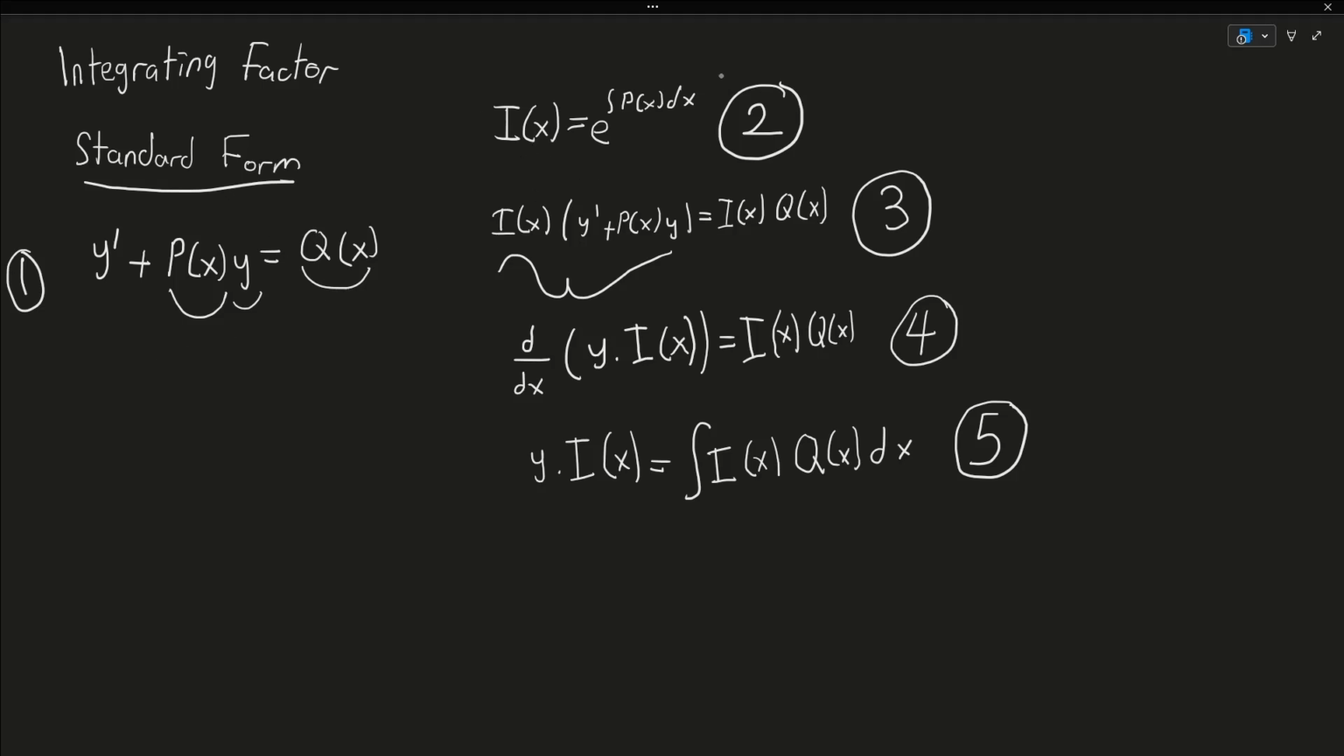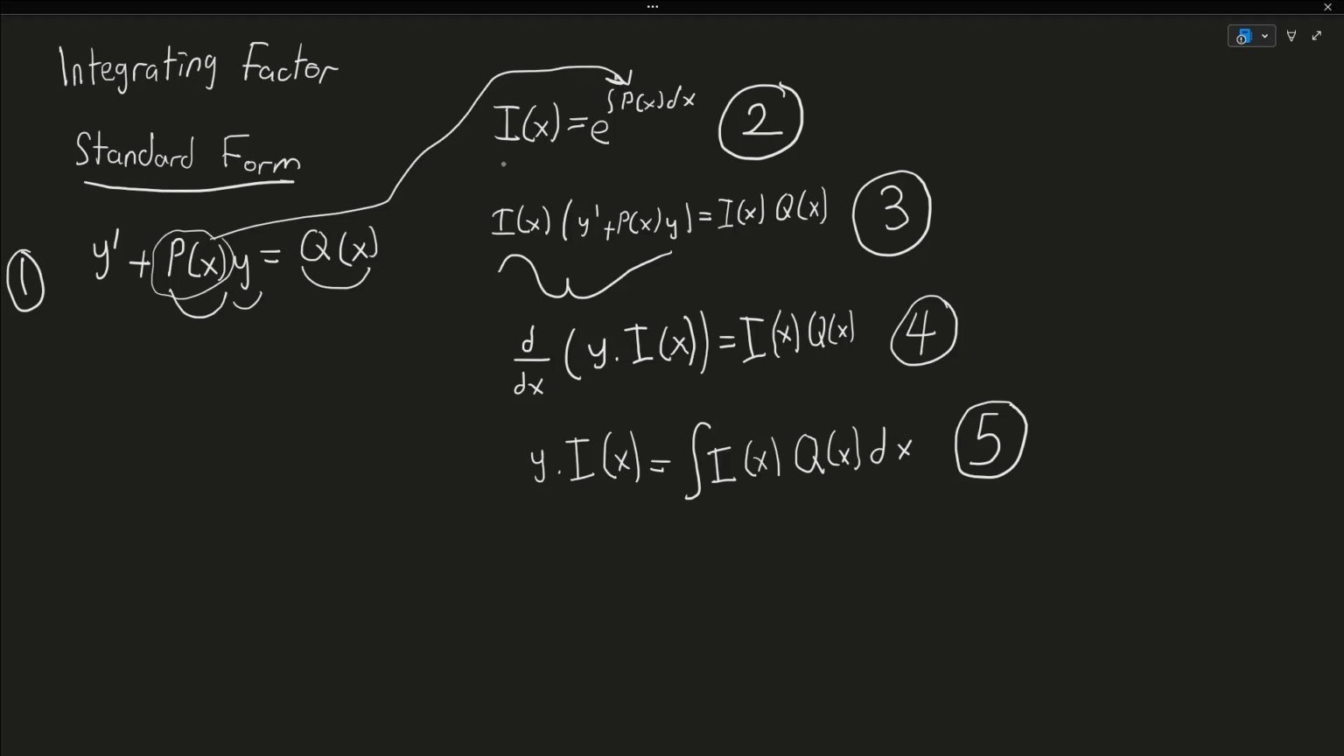Once we have this format, we want to find the integrating factor. The integrating factor is a function of x, the usual notation is I of x, and the formula is e to the power of the integral of p of x dx. The p of x is right over here, so you put that p of x into this integral, and once you solve it, you will have your I of x term.